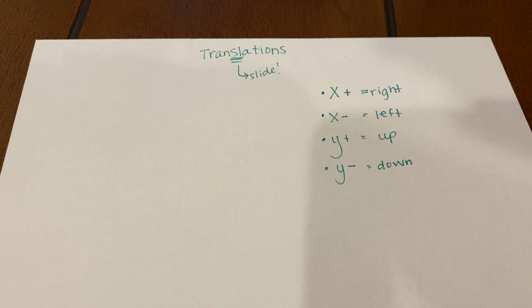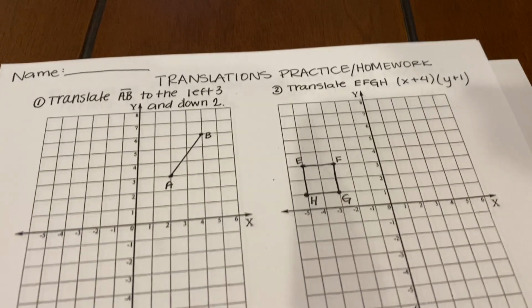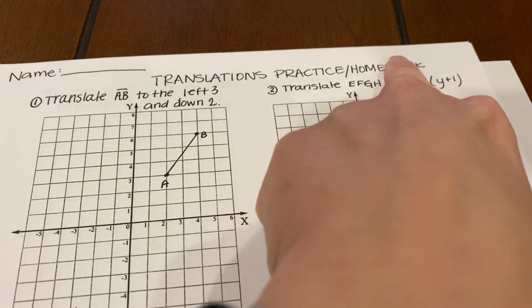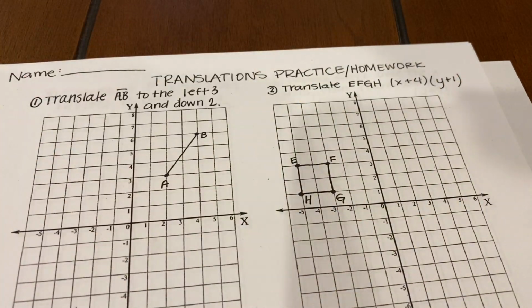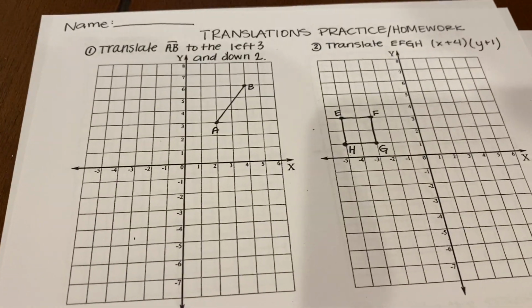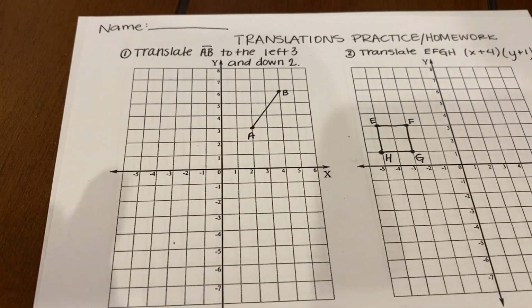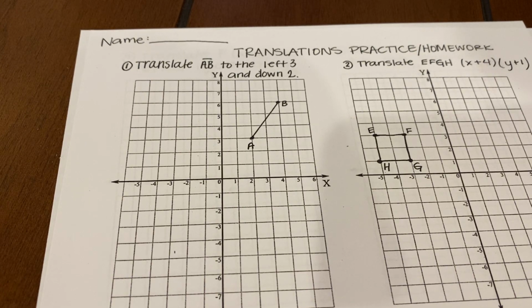Okay, so this is your assignment that I attached in Google Classroom. If you wanted to, you could come up here and write that little cheat sheet: X plus right, X minus left. You could do that if you wanted to. Okay, but let's look at this. It says translate line segment AB. When you have an AB and you have that line over it, it means line segment. And it says to the left and down 2.